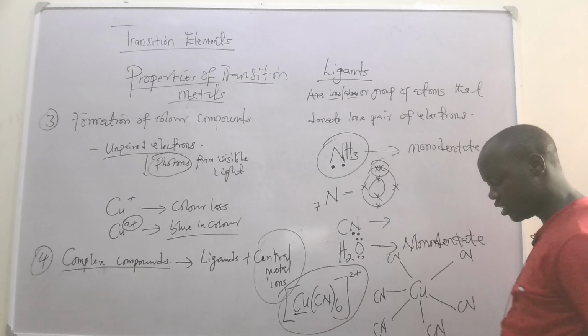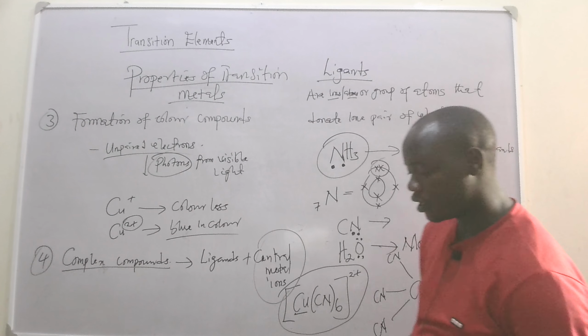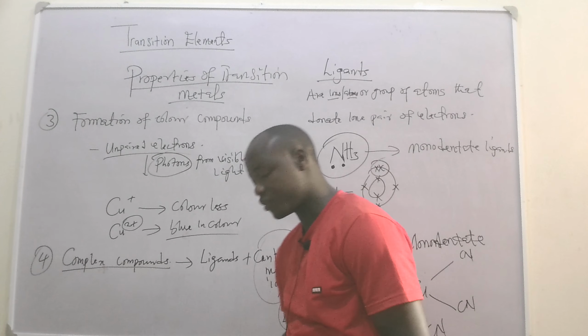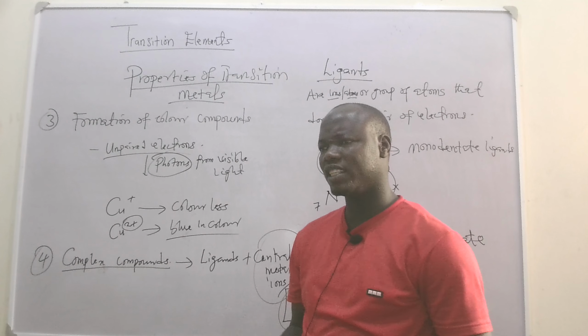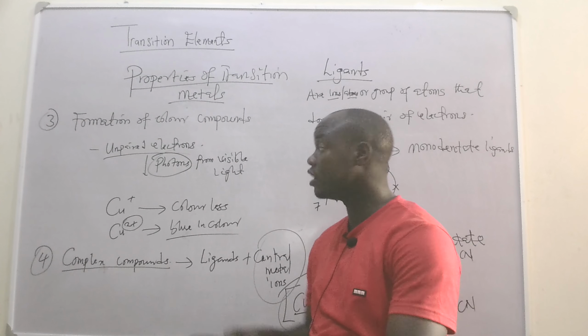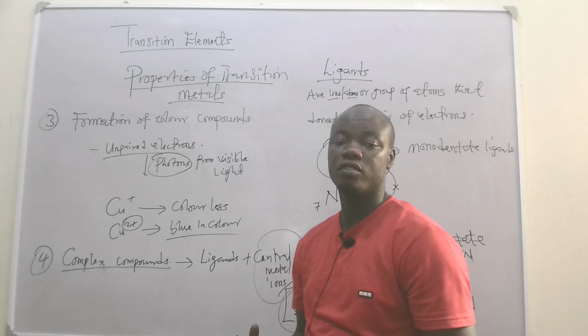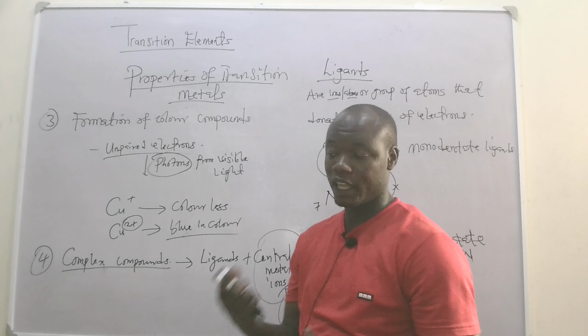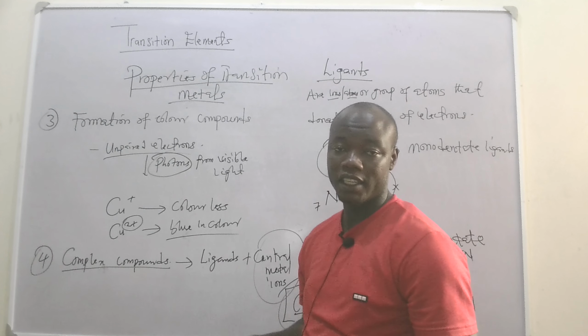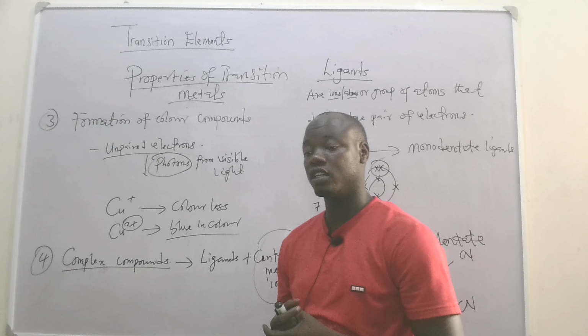So ladies and gentlemen, this is basically the general properties of transition elements. So I think this is really clear. You now understand the concept of transition elements, how to write their electronic configuration, and also their quantum numbers, as well as the properties of the transition elements.